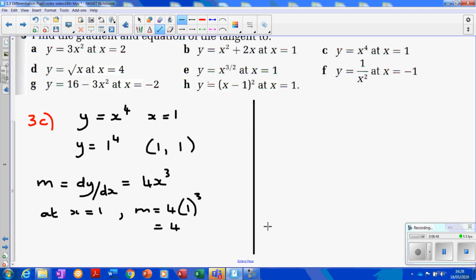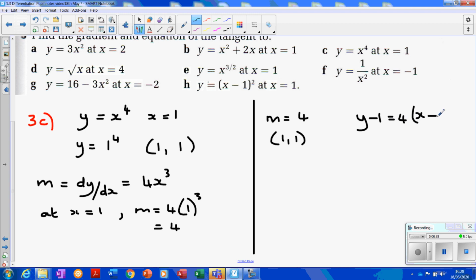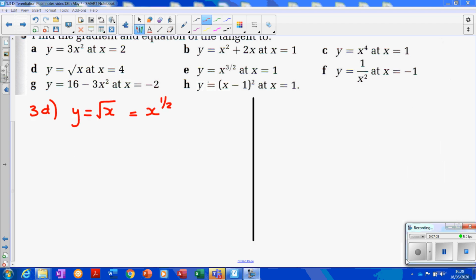Right, all information is there. All I have to do is get it all together. So gradient is equal to 4. And the point on the line was 1, 1. So y minus b is y minus 1 is equal to m times x minus a. So y minus 1 is equal to 4x minus 4. So y is equal to, add 1 onto both sides, 4x minus 3.